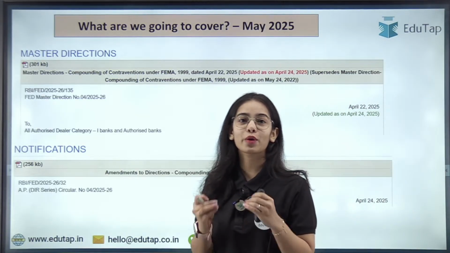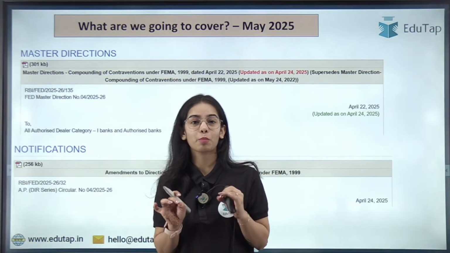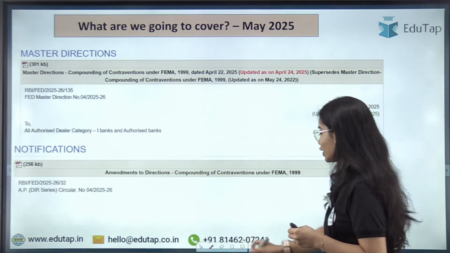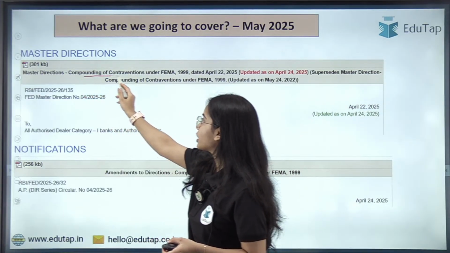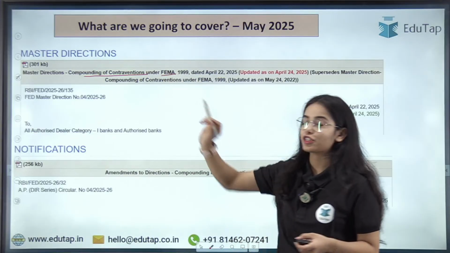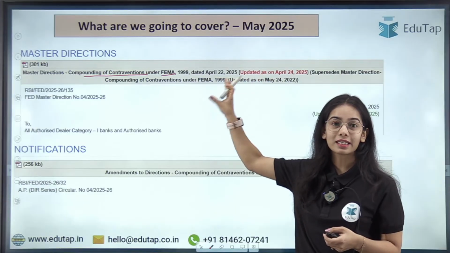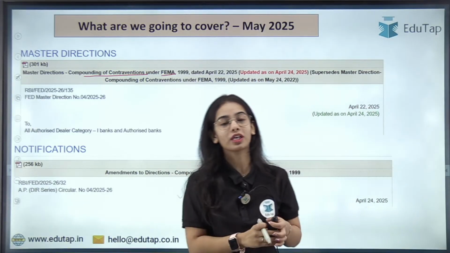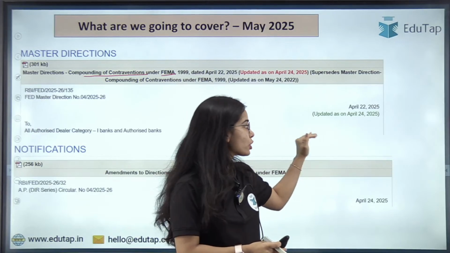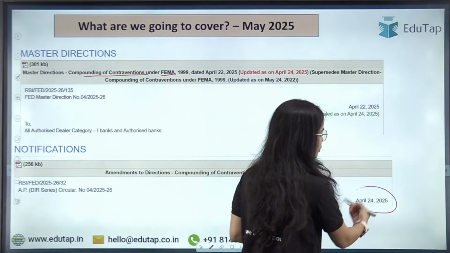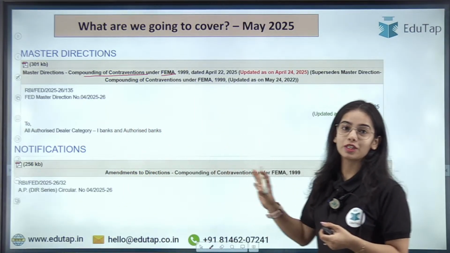In today's session, we are going to discuss a very important notification of the Reserve Bank of India, a very important master action of the RBI, okay? So in today's session, we are going to discuss the master action regarding the compounding of contravention under the Foreign Exchange Management Act 1999, okay? And this was recently released by the Reserve Bank of India on April 22nd, 2025, and it was also updated recently on April 24, 2025. So we will discuss the important points from this master action that you need to keep in mind.